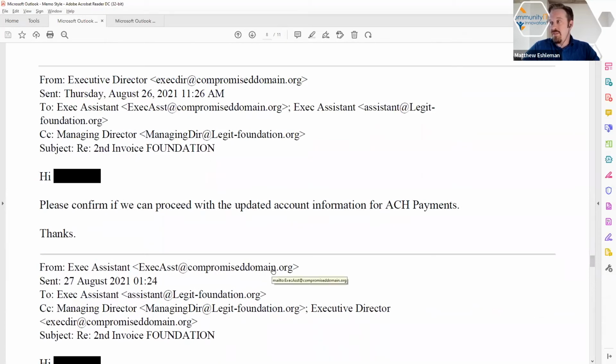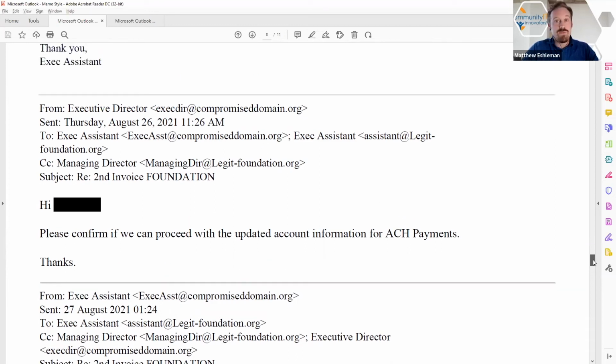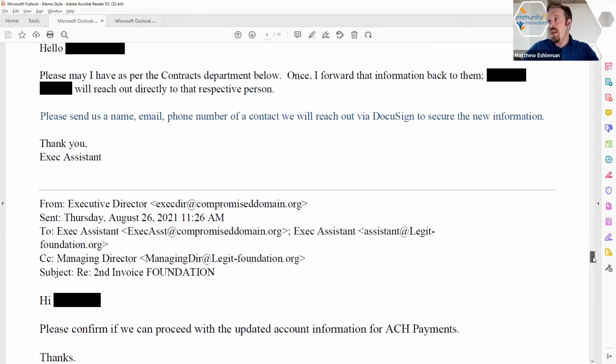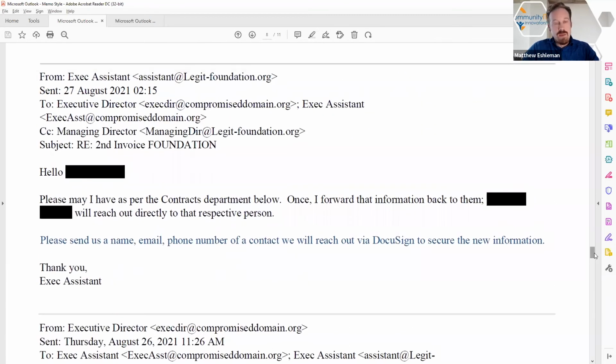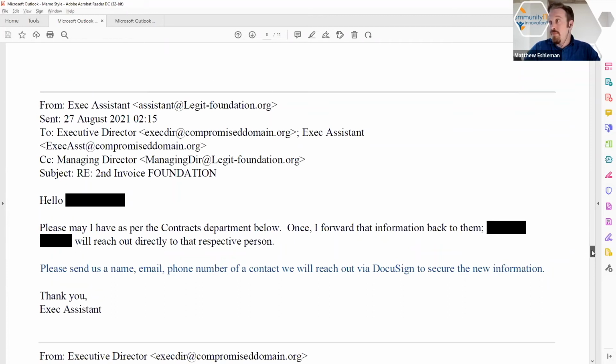So the executive assistant follows up, followed by the executive director following up on the same email, right? So the executive director account is also compromised and is following up. So now the foundation has received communications from two people at the organization asking to change the payment information. The foundation replies, hey, we can do that. We need to have a name, an email, and phone number. We're going to DocuSign it. It's clear that they're following some established procedures to update payment information.